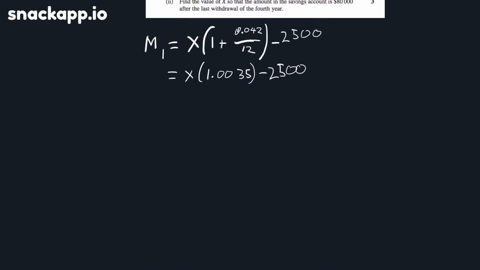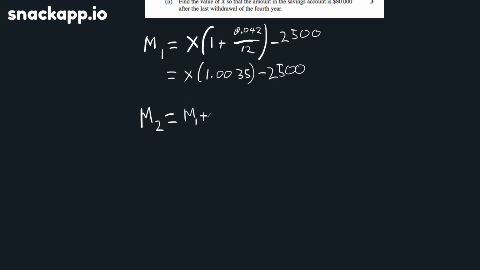All right, so let's move on to the second month. That's what the question wants. It wants how much is in the bank account after the second month. Okay, so what we're going to have is the first month plus however much you're putting in at the start of the month, which is X, all multiplied by this rate, 1.0035 minus, again, the same, you take off 2,500 at the end of the month.